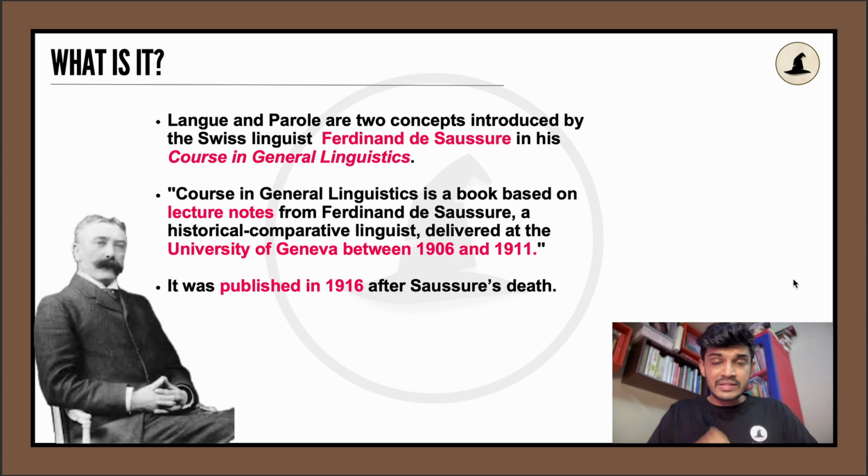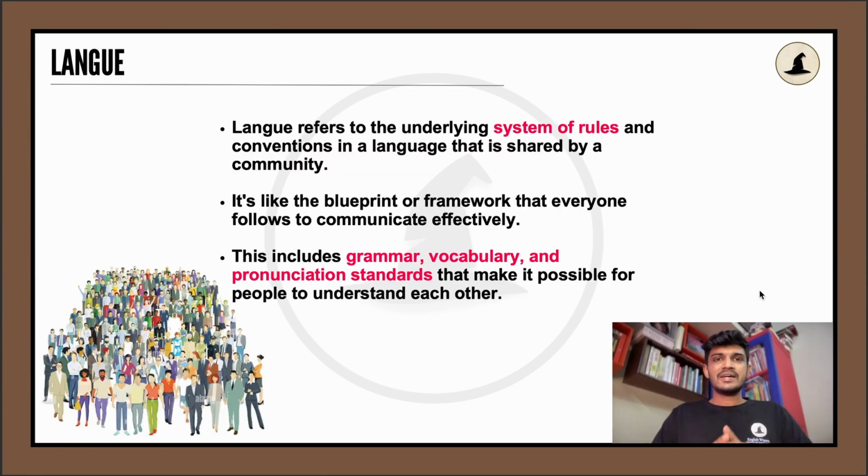Now, this work, the compiled version of the lectures titled Course in General Linguistics, was originally published in 1916 after Saussure's death. So these are some important points that I want you to understand before I try to explain what these two concepts are. First, Langue.